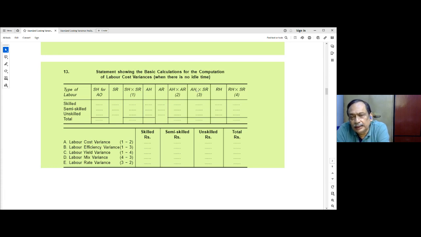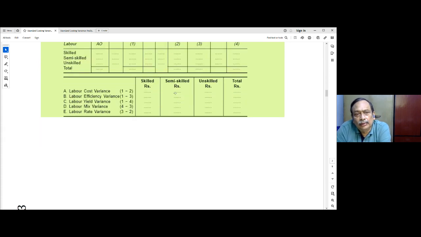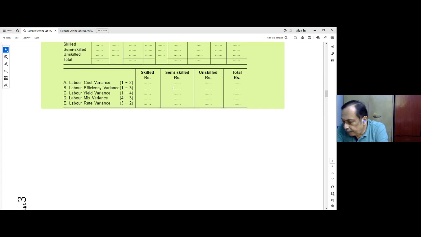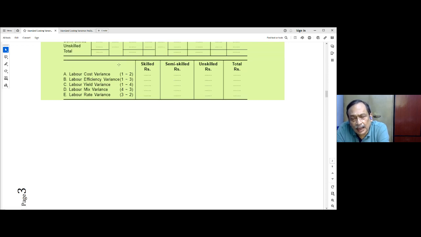Then comes labor mix variance, that is 4 minus 3, that is RH into SR minus AH into SR. Then we are having labor rate variance, that is 3 minus 2, AH into SR minus AH into AR. So we got all the variances: labor cost, labor efficiency, labor yield, labor mix, and labor rate.